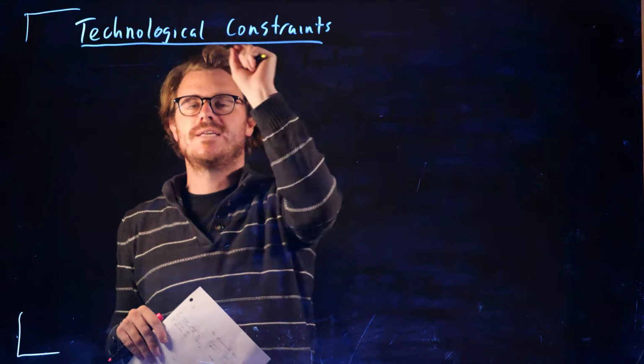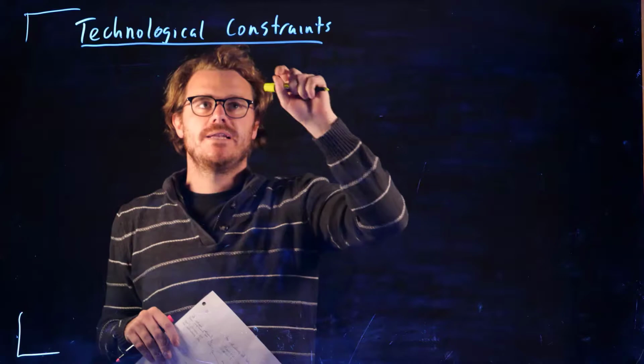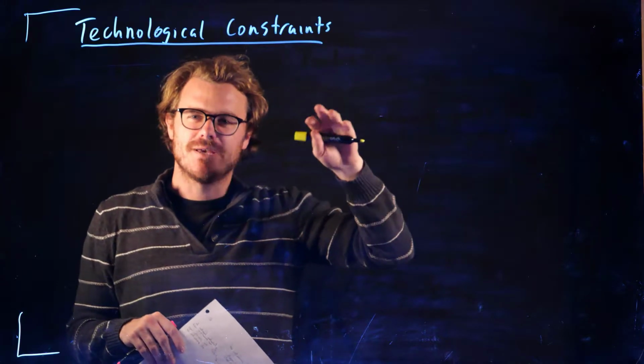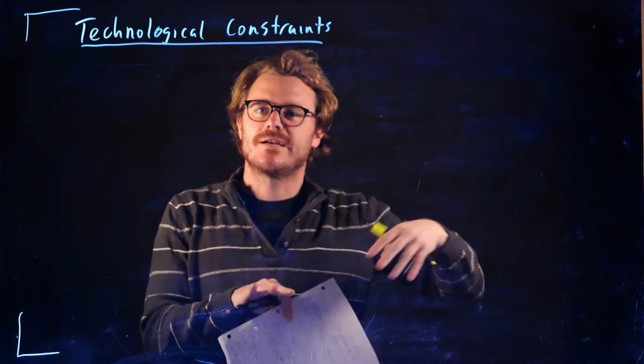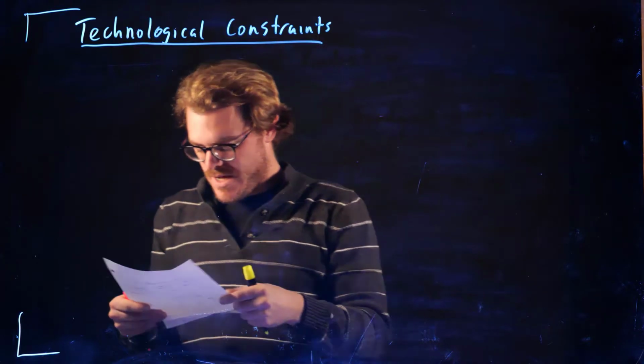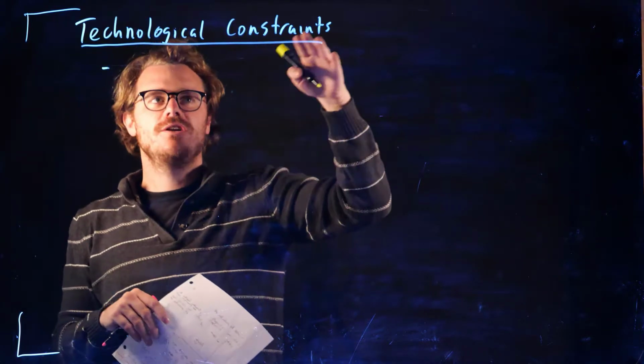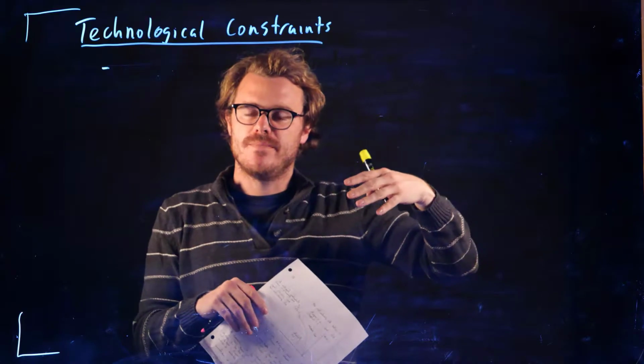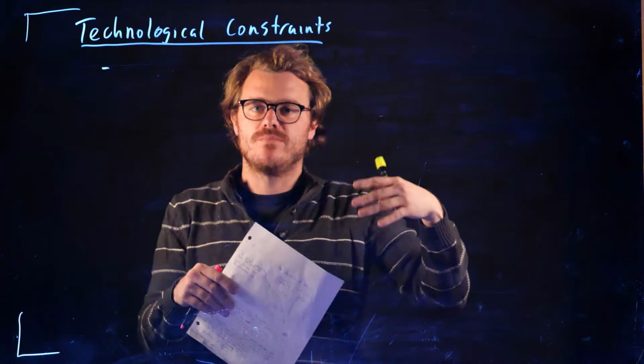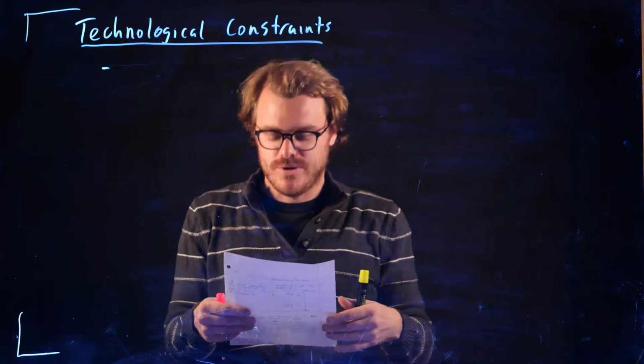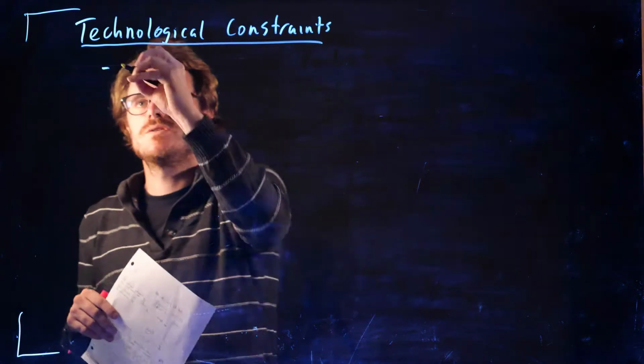Move on to technological constraints. Now, this is going to be a little bit different, but think of it like a budget constraint. Technology is going to limit the amount of inputs that we can put in to get a certain amount of outputs.